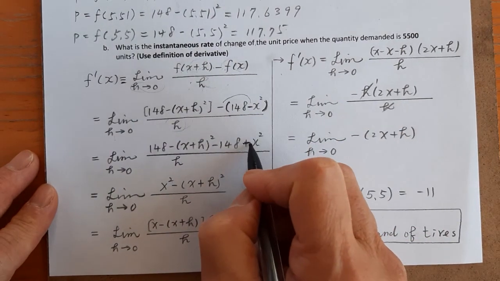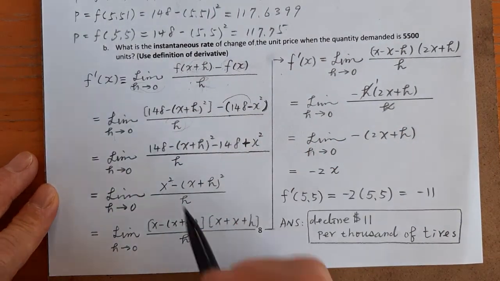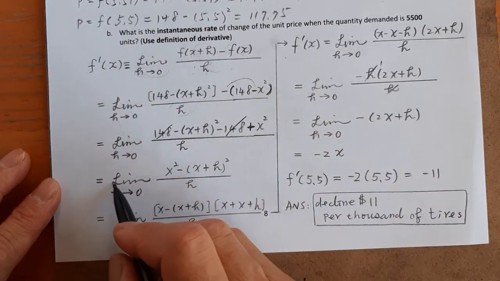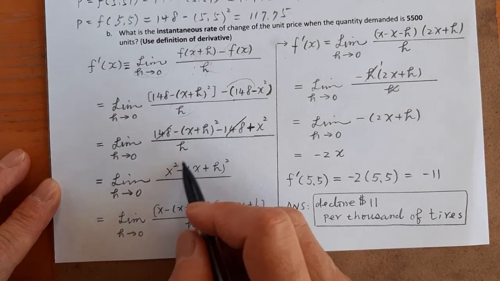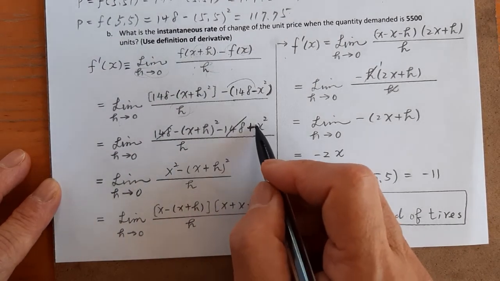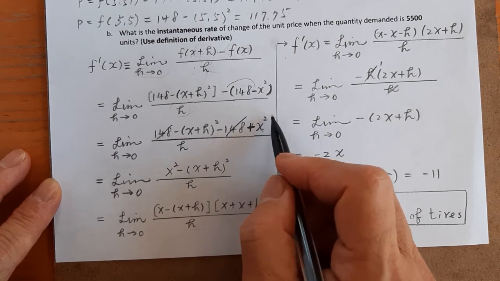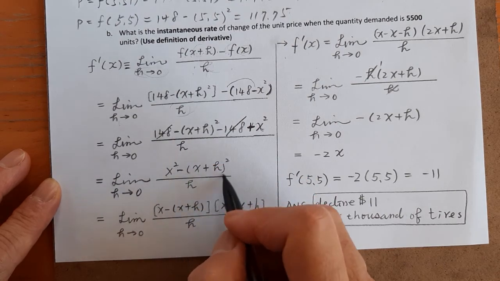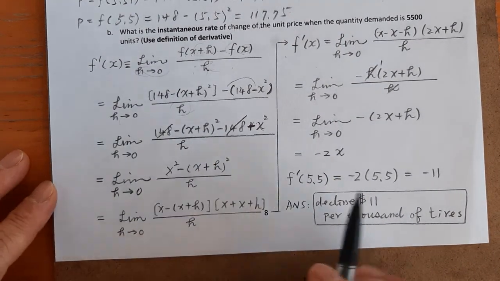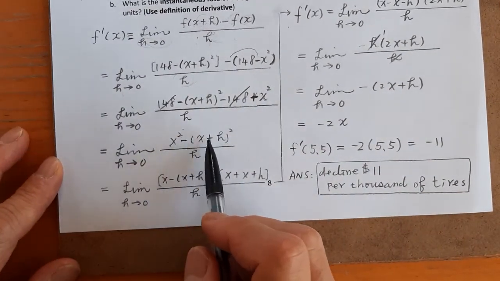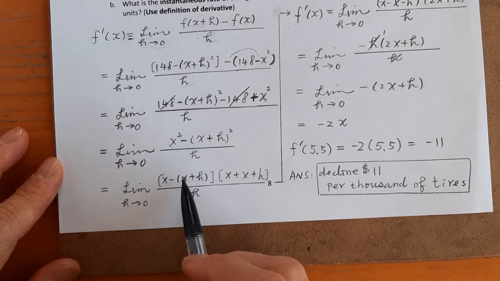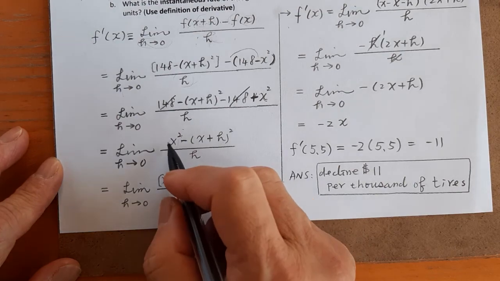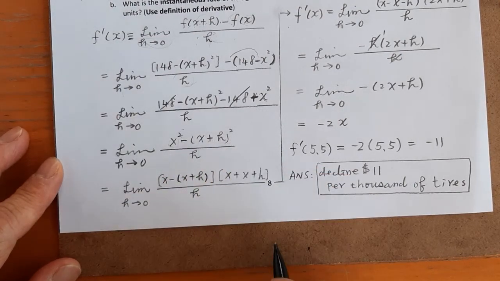Then remove the parentheses. Negative times negative becomes plus. Change the sign, plus x squared. Then 148 minus 148 is 0. So remaining is the limit as h approaches 0. The denominator is still h. The numerator is positive x squared put first, then minus the second term, x plus h quantity squared. Then factor it. Use the formula a squared minus b squared equals a minus b times a plus b. Here a is x and b is x plus h. You need to put parentheses.